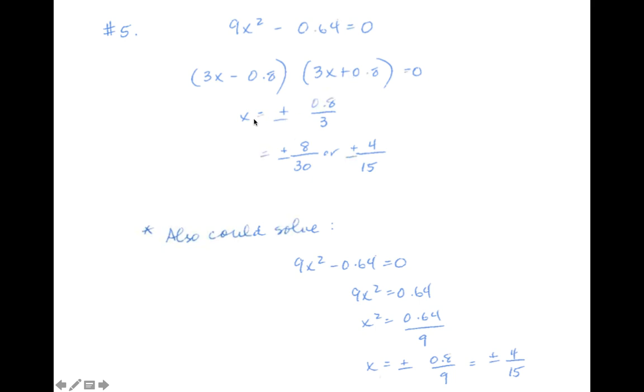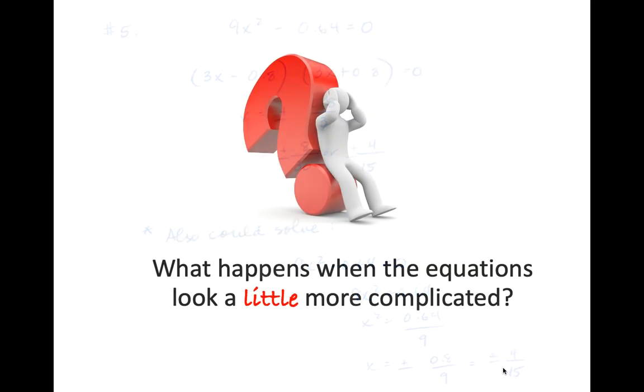Gives me two answers. My x is equal to 0.8 over 3 plus or minus. And I need to fix this. I'm not allowed to leave a decimal, so it's 8 over 30 and reduce it, 4 over 15. Keep in mind that with a question like this one, you could actually solve it algebraically as well. You could move the 0.64 over, divide by the 9, take the square root, and as long as you remember that your answer could be positive and negative, then you'll get the same answer. Okay, we call that the difference of squares.